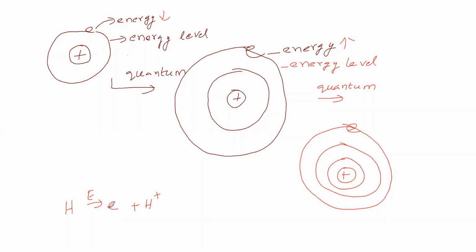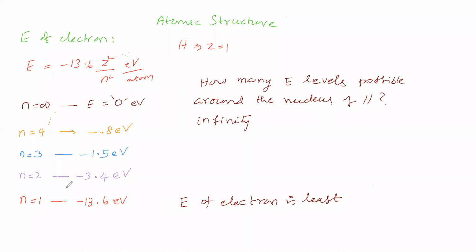Now the electron came out from this atom. What is the distance between this nucleus and this electron? Infinity only, no? The distance between the nucleus and this electron is infinity, in the sense that this electron is present in the infinity level. That is the meaning, isn't it? So shall we say infinity levels are possible around the nucleus? Okay.